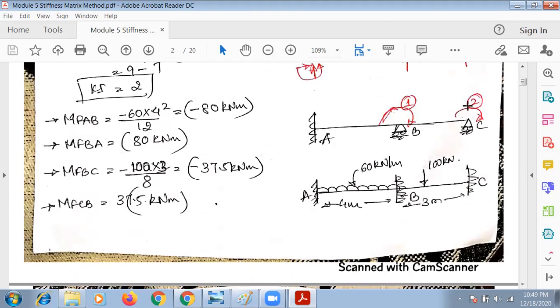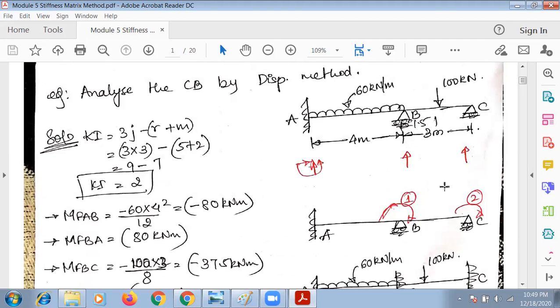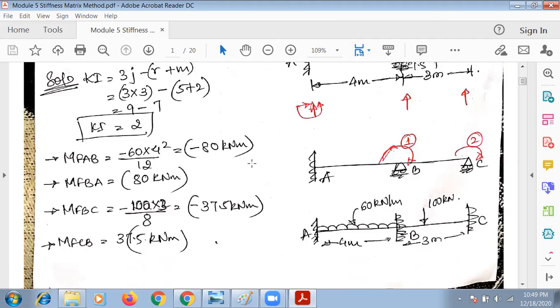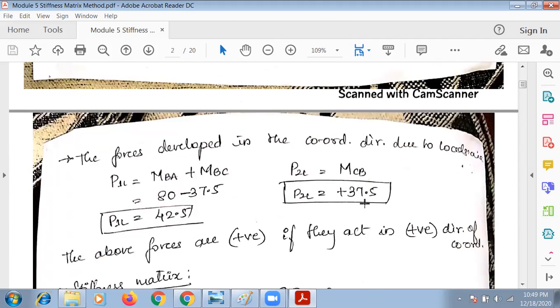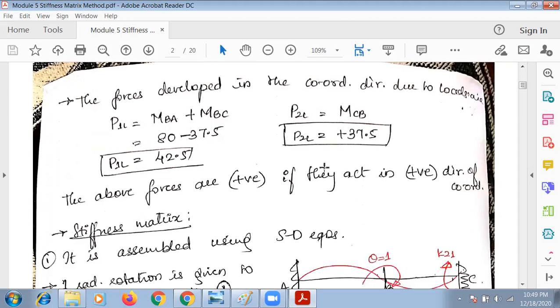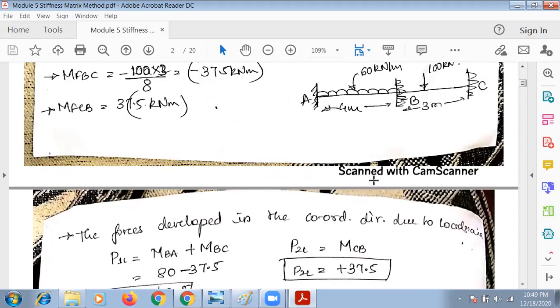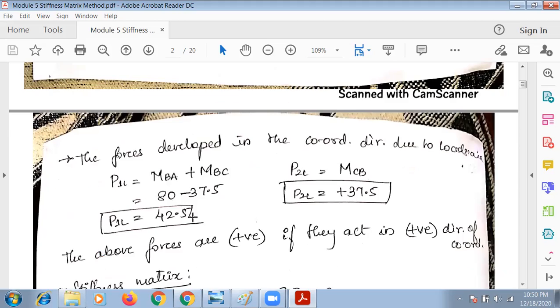Next, similarly P2L. 2 means in the second coordinate direction. So the load in BC is how much? This load, so MBC, MCB is 37.5. Once you calculate this P1L, P2L, then we'll be using it in the formula later. Now the above forces are positive if they act in the positive direction of the coordinate. So both are acting downward like this, and both of them give a positive moment.